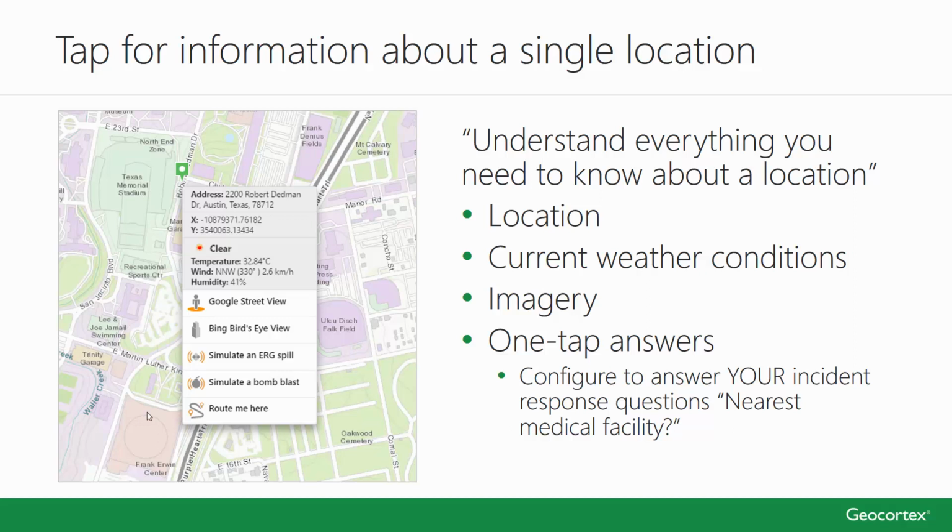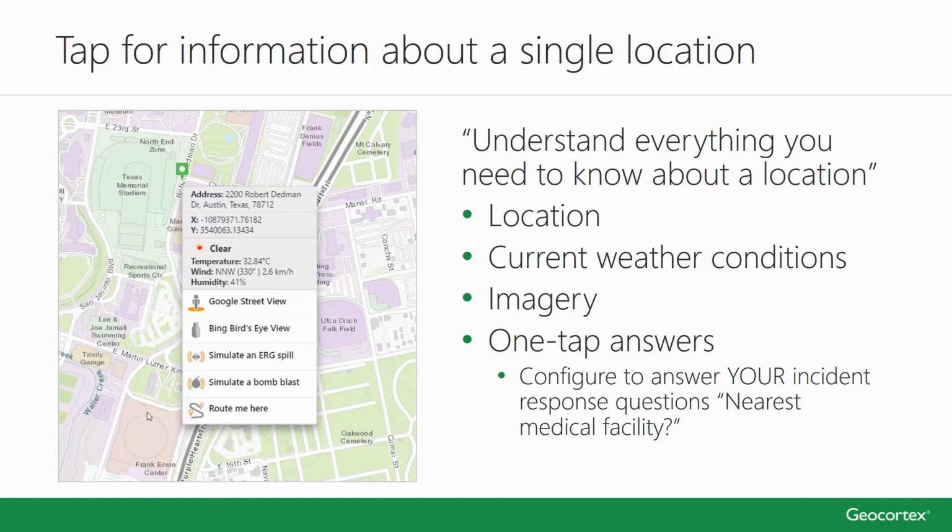So I want to simulate an ERG chemical spill or a bomb blast, or I just need quick directions on how to get there from where I am. But these one-tap answers can be tailored to your particular organization. So if every time you look at an incident, some of the first questions you're going to ask are, where is my nearest medical facility, for example, or who is my closest unit? We would pre-configure the system so that those questions are only ever one click away from you. So this is about tapping for information about a single location.